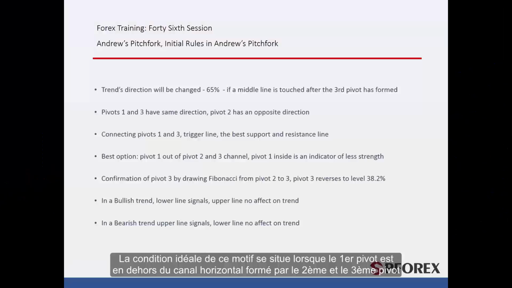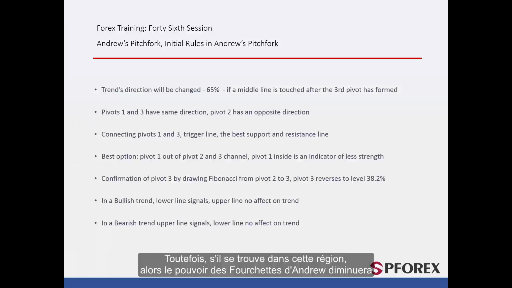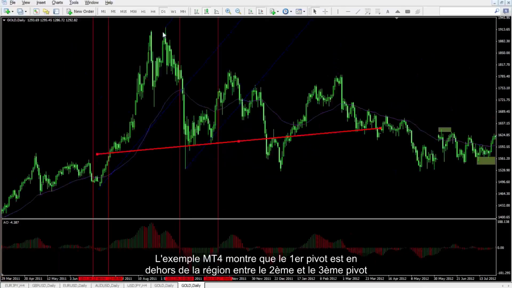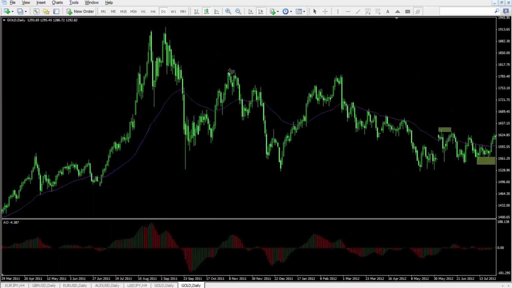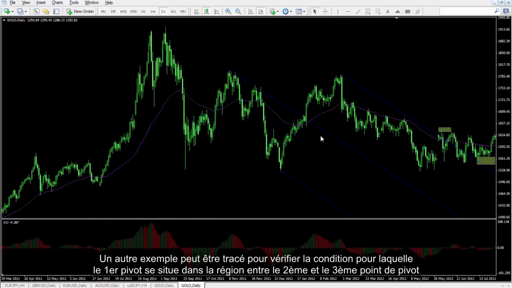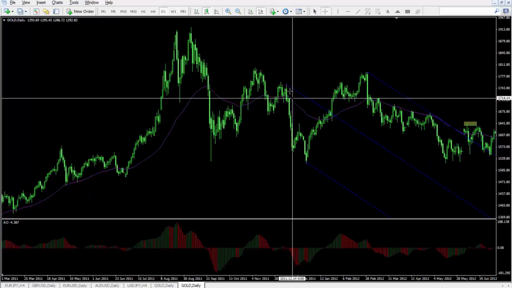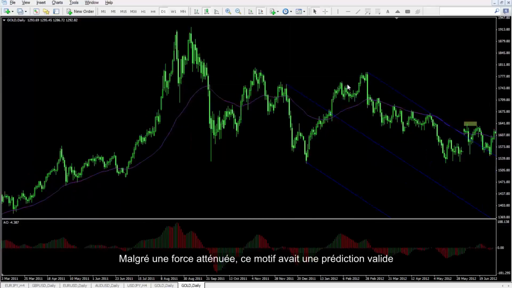The ideal condition of this pattern is when the first pivot is outside of the second and third pivot horizontal channel. However, if it is in this region, then the power of Andrew's pitchfork will decrease. The MetaTrader 4 example shows that the first pivot is out of the region between the second and third pivots. Another example can be drawn to check the situation in which the first pivot is in the region between the second and third pivot points. Despite less strength, this pattern had a valid prediction.